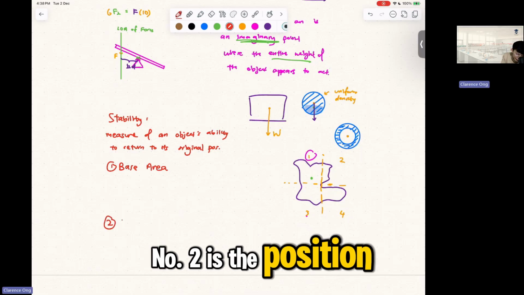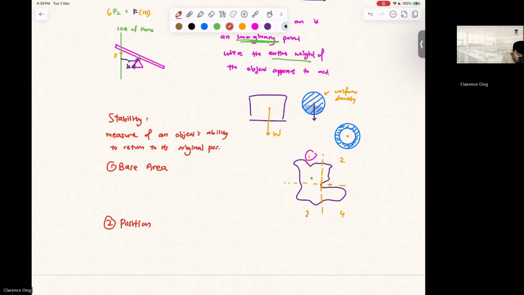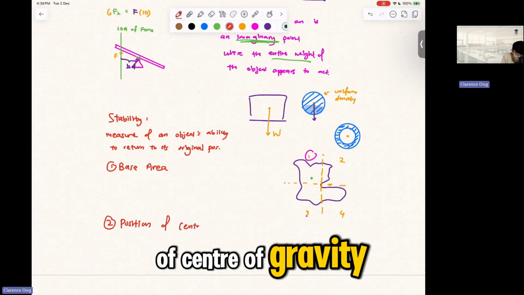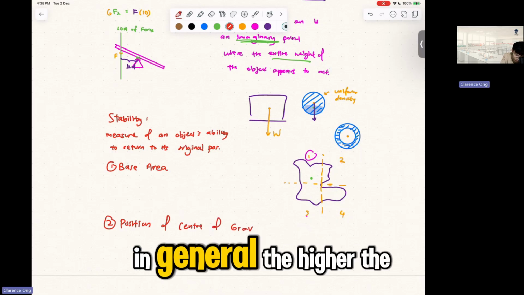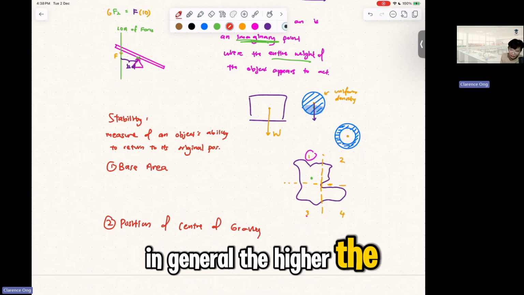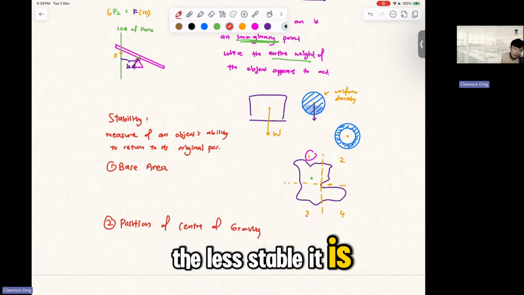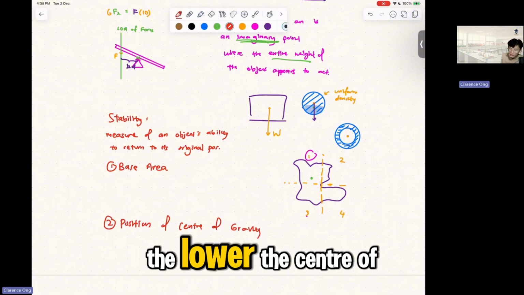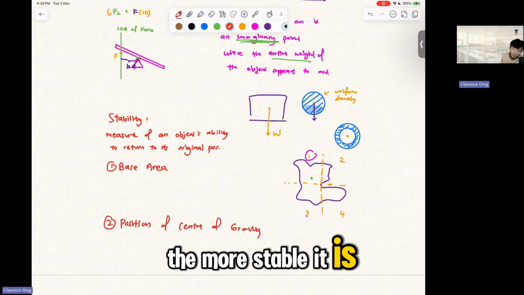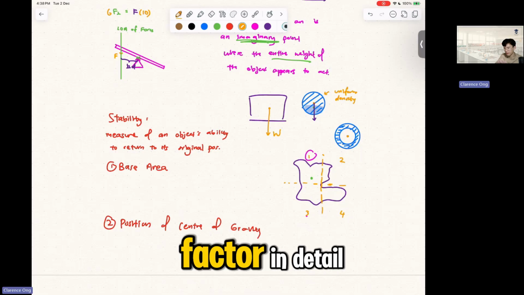Number 2 is the position of center of gravity. In general, the higher the center of gravity, the less stable it is. And the reverse is true, the lower the center of gravity, the more stable it is. Let me go through each factor in detail.